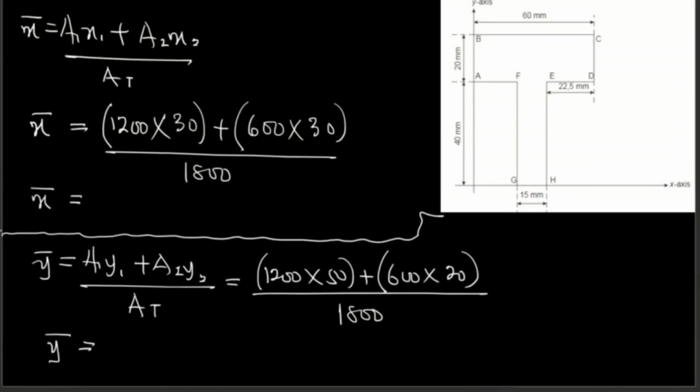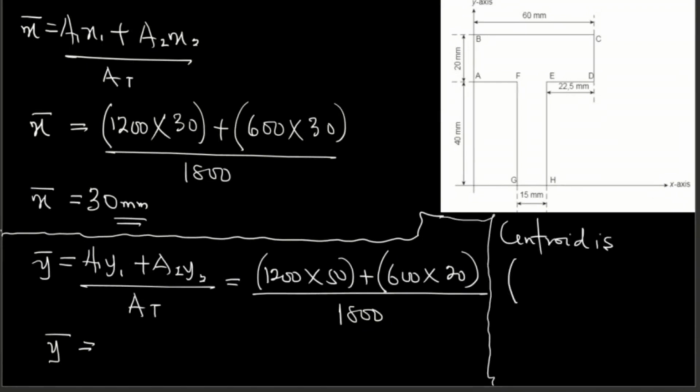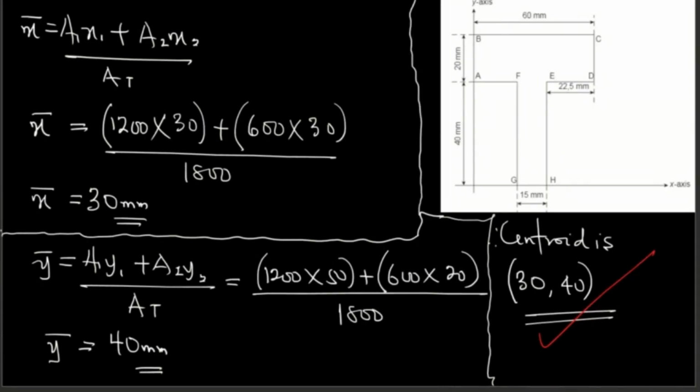Can someone give me the value of the first one? 30 millimeters. The second one, you should get 40. Therefore, the centroid is (30, 40). That's the centroid of that element. That's the answer. This one is actually very easy. In a situation whereby you have a hole inside, you have to subtract the area of that hole from the cardboard. I will show you the second one. Any questions?